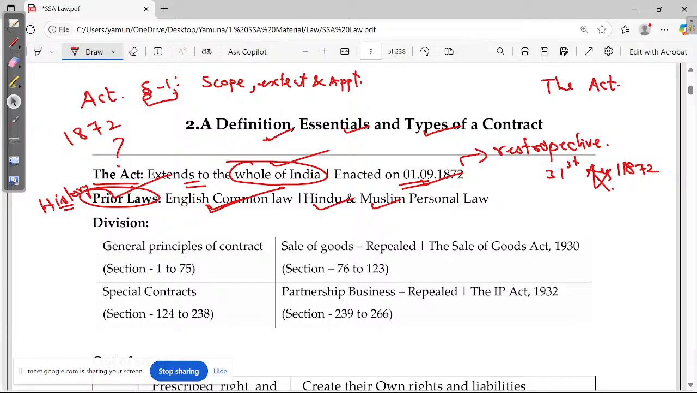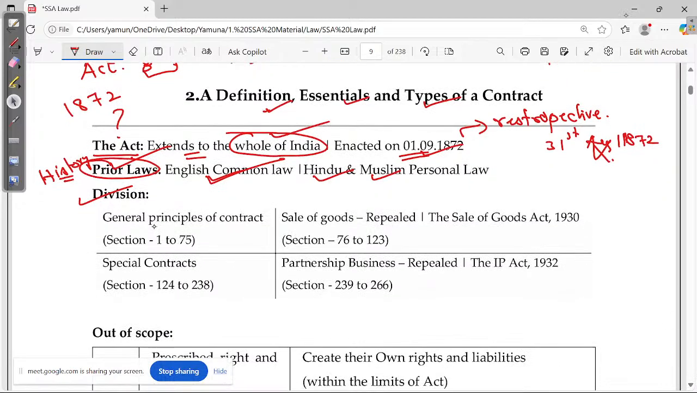Okay. The division I have taken as four. What is the schema of the Act? Schema means the structure of the Act. We have sections 1 to 266 in number, but sections 1 to 75 completely deal with the general principles of contract.